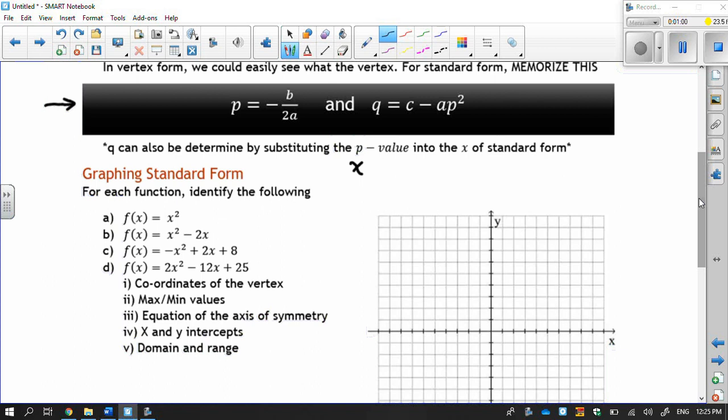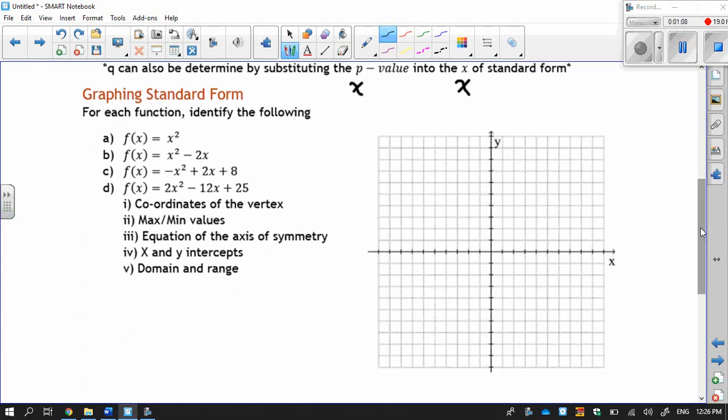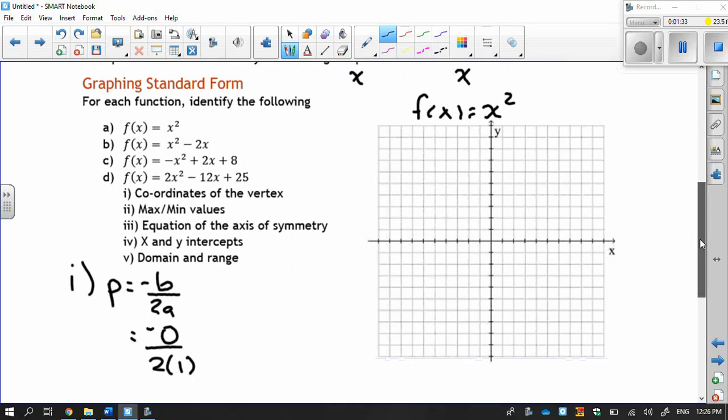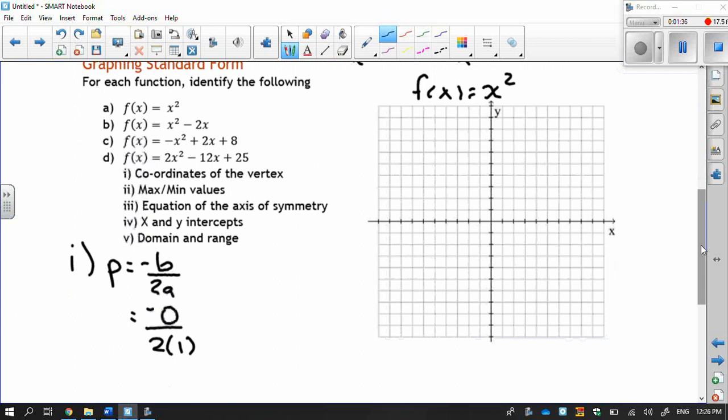So we're going to test this and work alongside some graphs. So if this is the function of x is equal to x squared, we need to find the coordinates of the vertex. So p is equal to negative b over 2a. We have no b in this case.